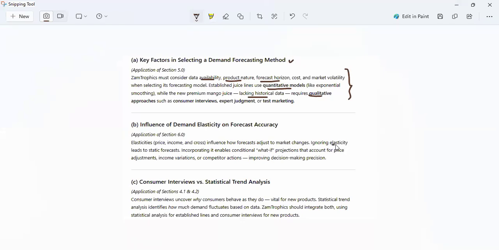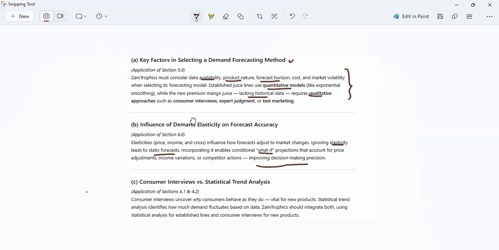Now, ignoring elasticity will lead to static forecasts. So when you incorporate these ones, they'll enable scenarios answering the question, what if? To account for price adjustment, to account for income variations, to account for competitor actions. So to improve decision making in a nutshell. So how will it influence the focus and accuracy? So in that way. Okay, so you read more over the section. I've sent you the notes of what we have talked about in a nutshell.